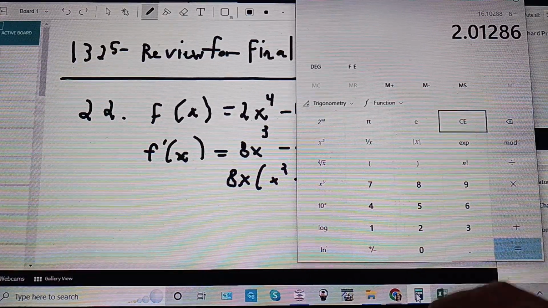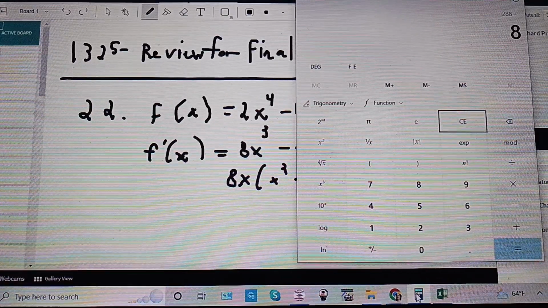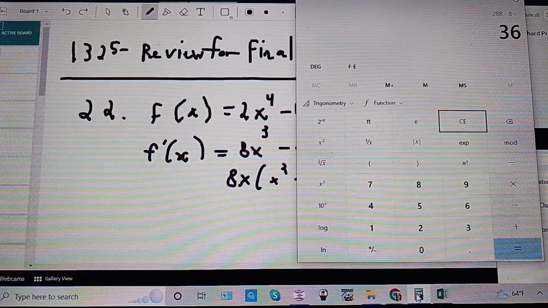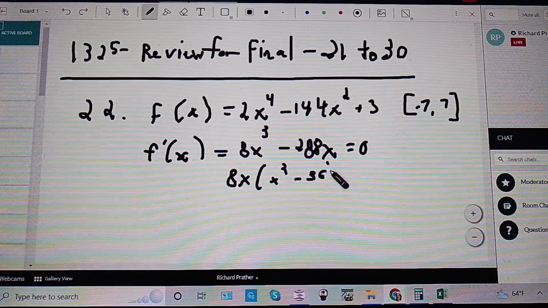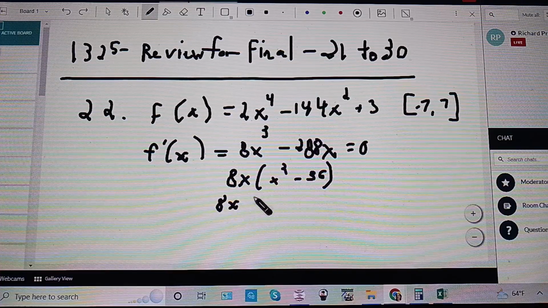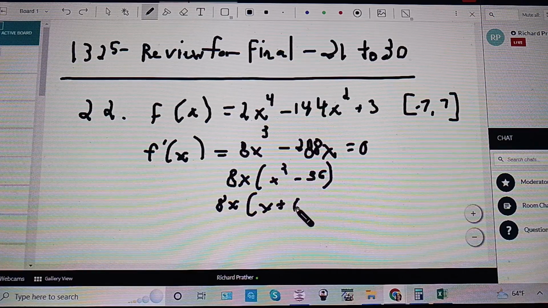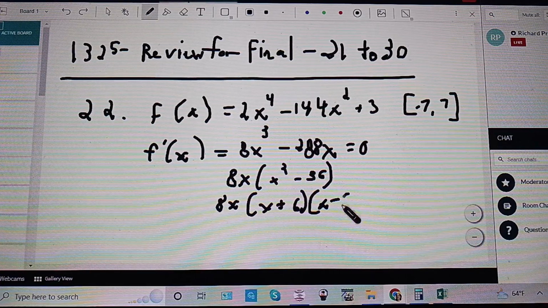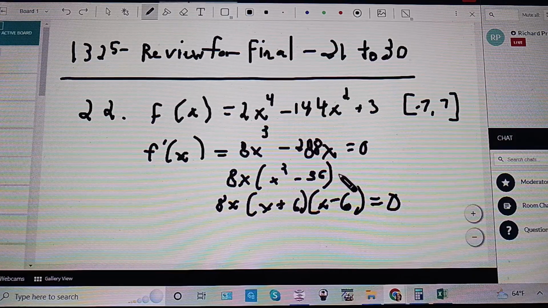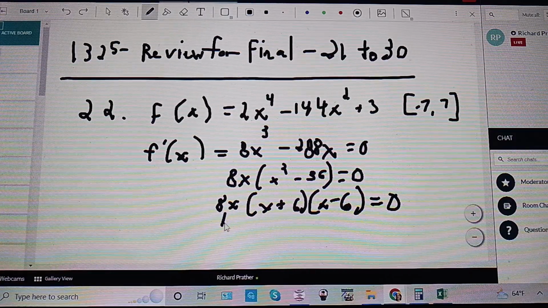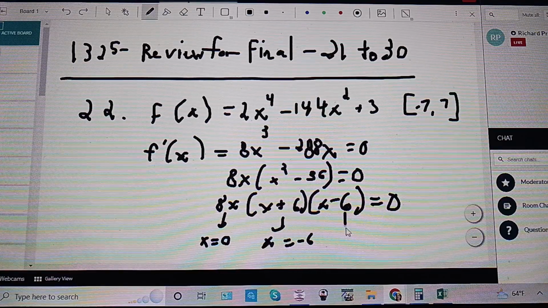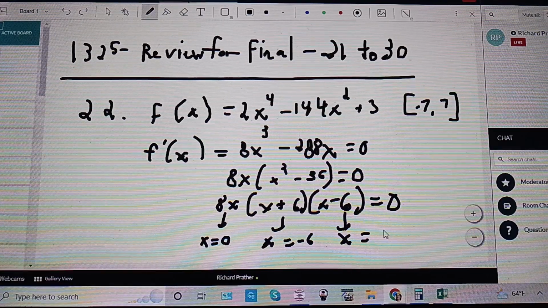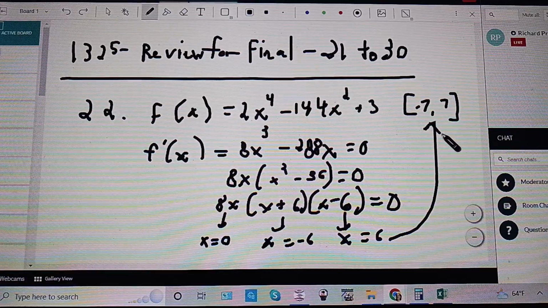288 divided by 8 is exactly 36. That's very helpful, because now I've got a difference of squares, so it's going to factor as well: x plus 6 and x minus 6. So there's 3 total critical numbers: 0, -6, and +6. And all 3 of them are in the given interval too.